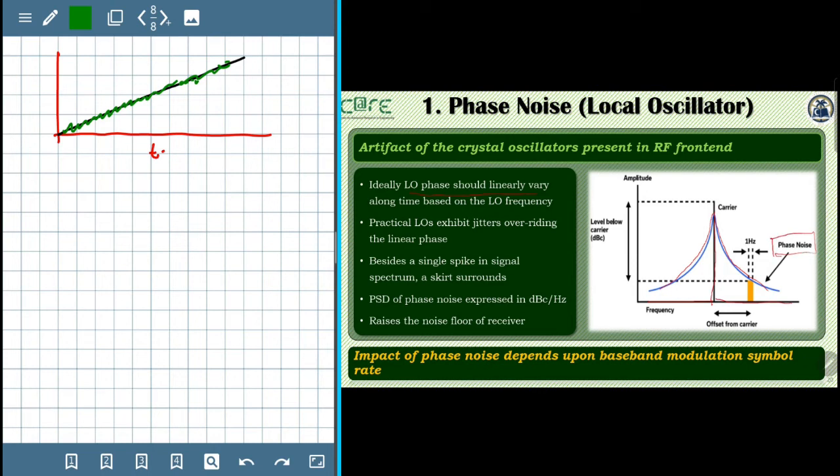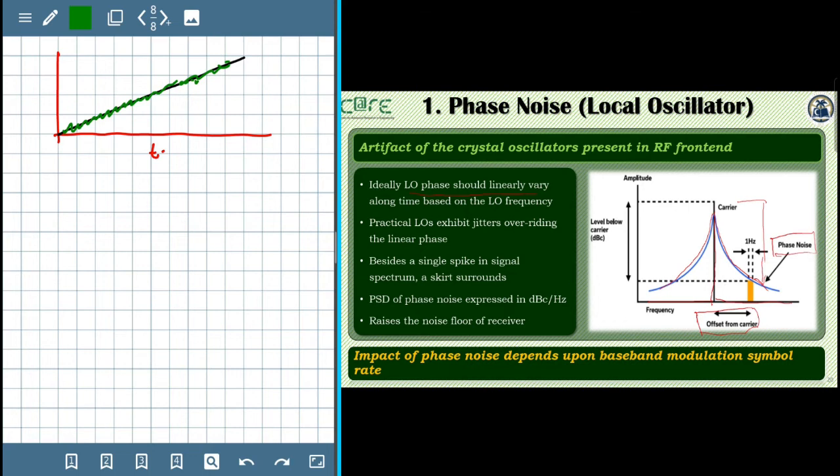The phase noise is typically expressed in the units of dBc per hertz. It's basically a power spectral density, but expressed with respect to the carrier power. How much is the phase noise at a given offset from the carrier? So you might have heard about terminologies like some dBc per hertz at offsets of 10 kilohertz from the carrier. Overall, the impact is that it raises the noise floor of the receiver and eventually therefore affects the signal that is being processed.